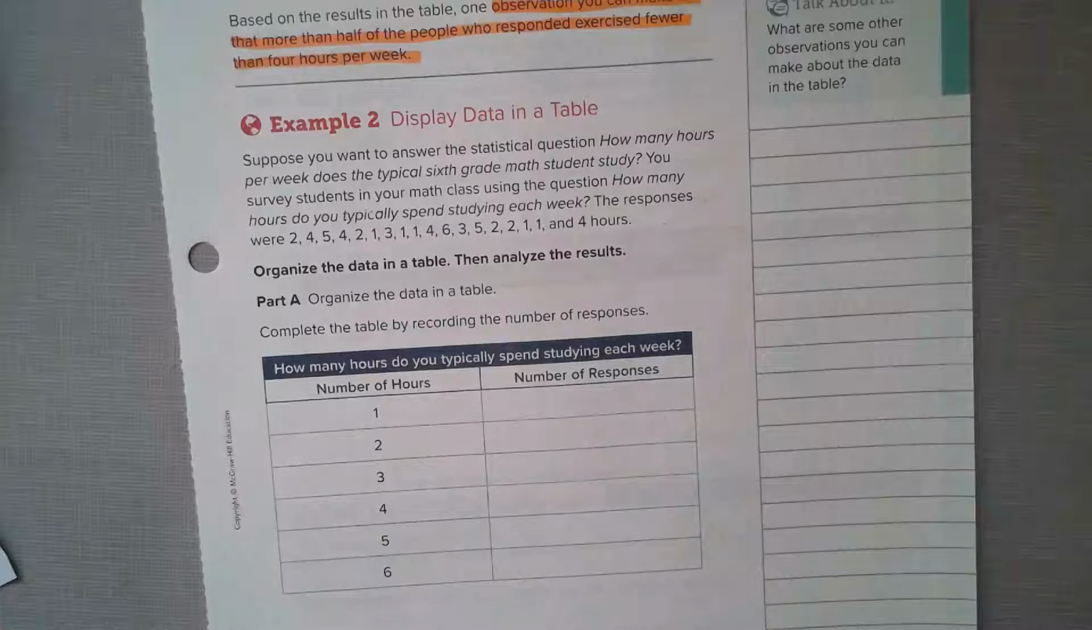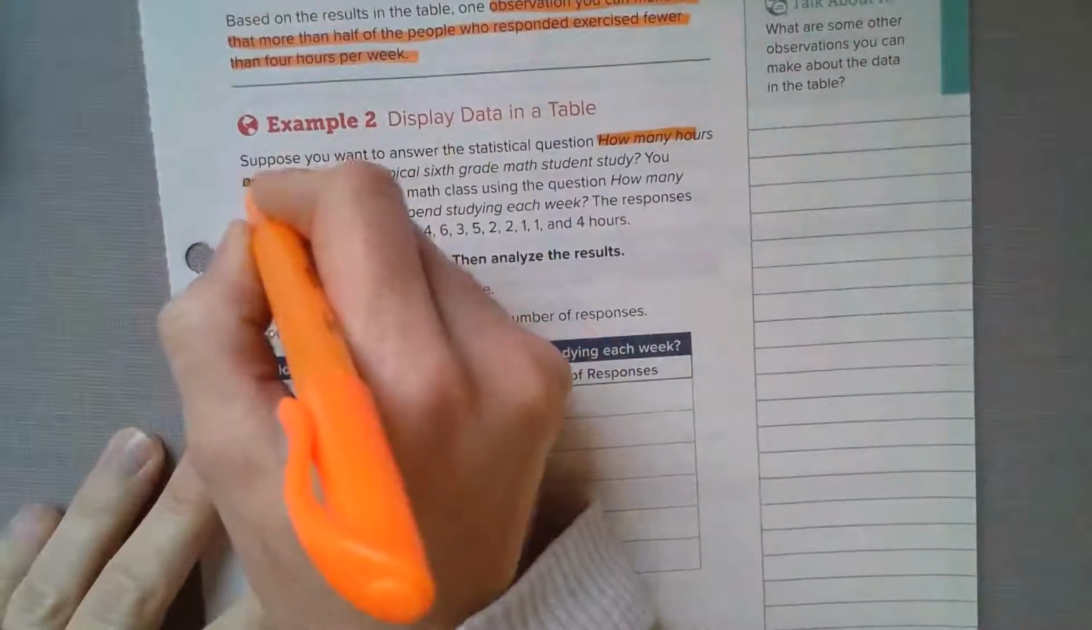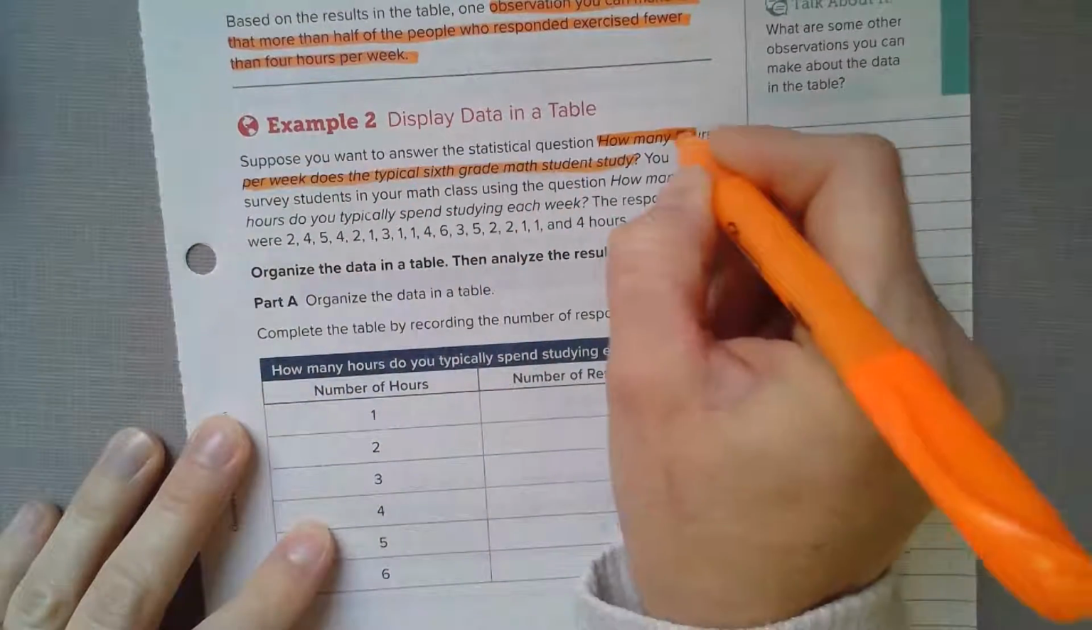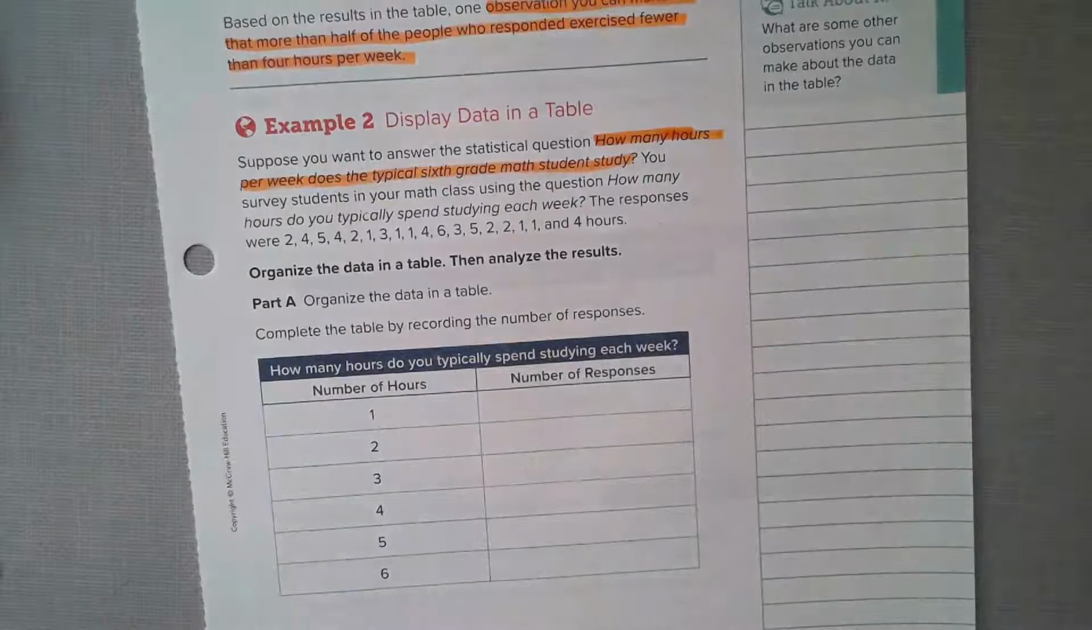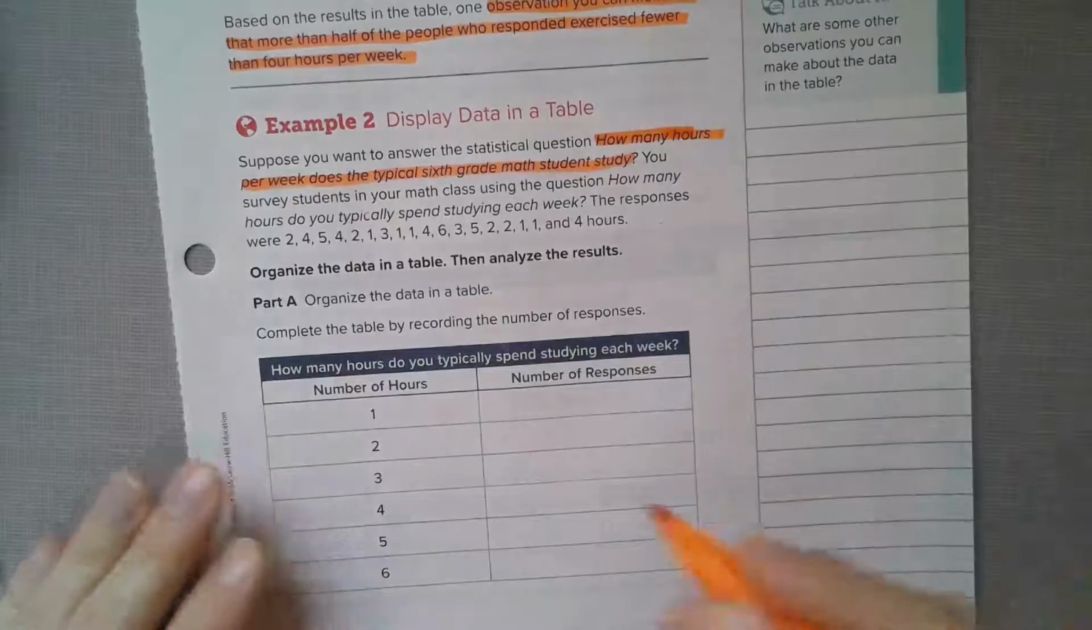Displaying data in a table. Suppose you want to answer the statistical question, how many hours per week does the typical 6th grade math student study? Let's highlight that question. It's a great statistical question. You may survey students in your math class using the question, how many hours do you typically spend studying each week? We're going to use these responses to put in our table.